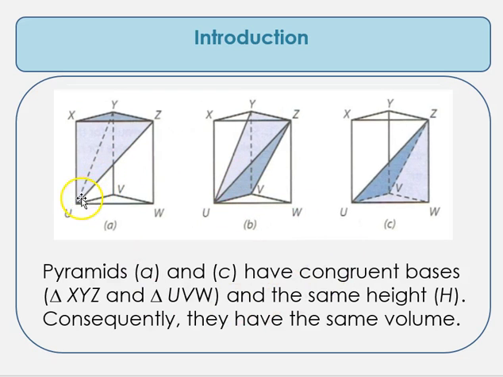So pyramids, when we took this prism and divided it, we created pyramids because we took away one of the bases for each one of these. So pyramids A and C both have congruent bases. In pyramid A we have base XYZ, which is congruent to the bottom base, which is UVW. So very quickly you can see that they have equal bases and they have the same height. So consequently, using the volume formula of V equals B times H, we can see that A and C are congruent.